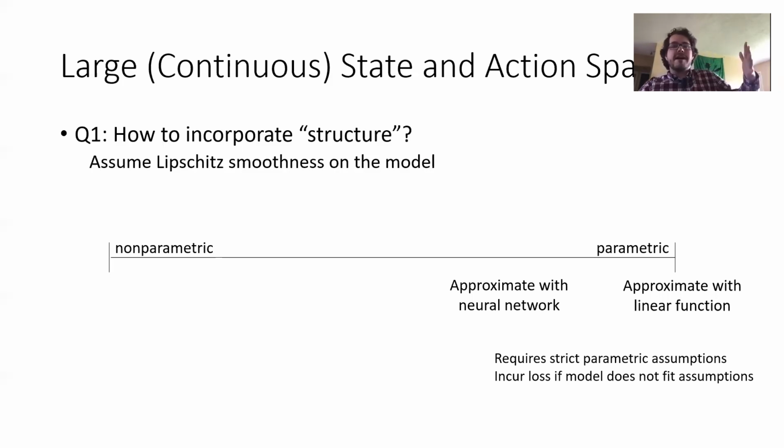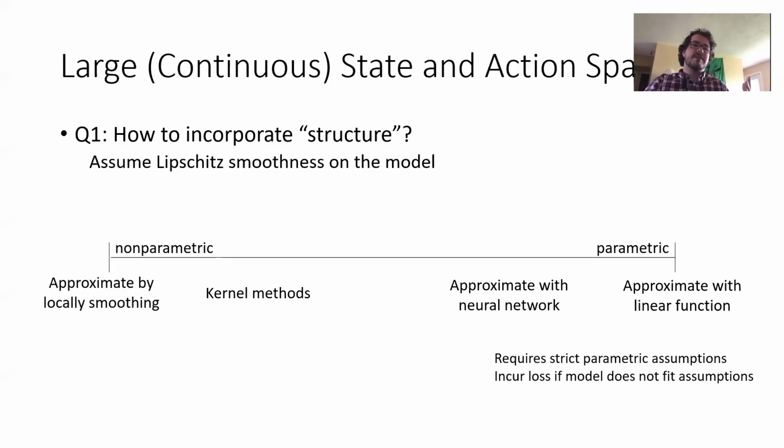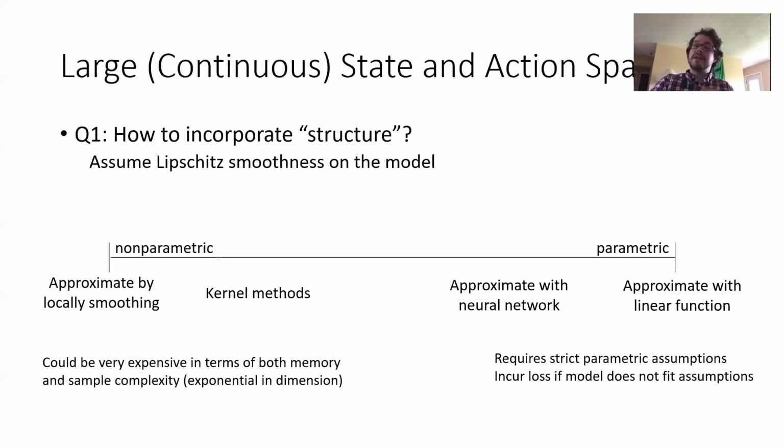On the other side, you have these non-parametric approaches where you can either approximate things with local smoothing or you can use kernel methods. The downside to these approaches is that it can be very expensive in terms of both memory and sample complexity because it's often exponential in the dimension. Ideally, you would want to live somewhere in between non-parametric and parametric, but in this paper we will be talking about approximating with local smoothing.